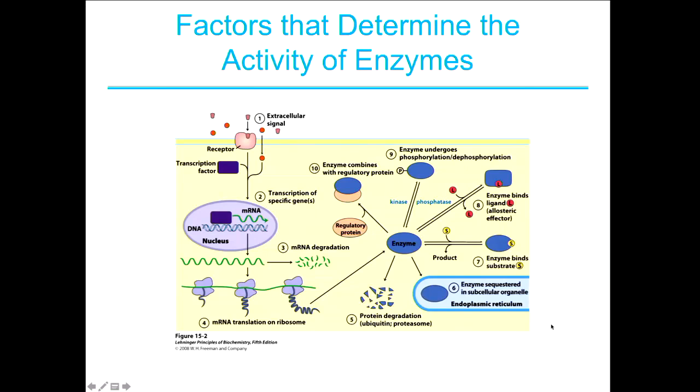Okay, so you can have regulation holding things until they're needed in a particular place, or just organizing them in a particular place. And sometimes you want to have that organized so that you have this pathway separate from another pathway. Maybe you're building something here, but over here you're breaking something down. Okay, so these all are things that happen to enzymes. But there's this whole other part here on the left, which is all the different things that can affect how much of that enzyme you're even making in the first place.